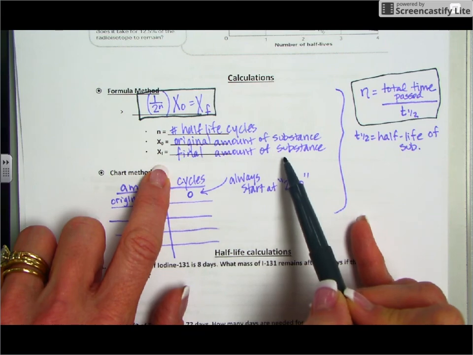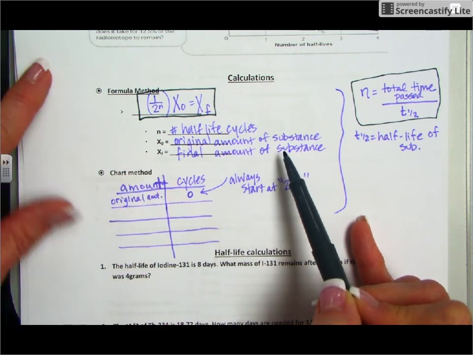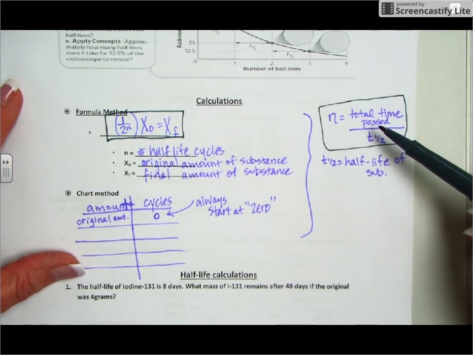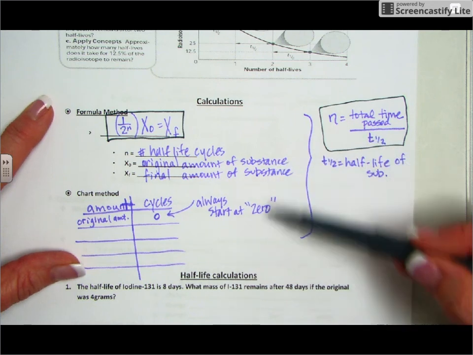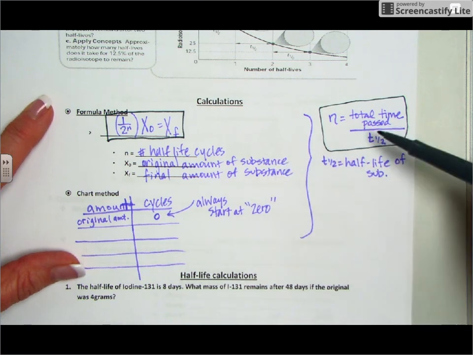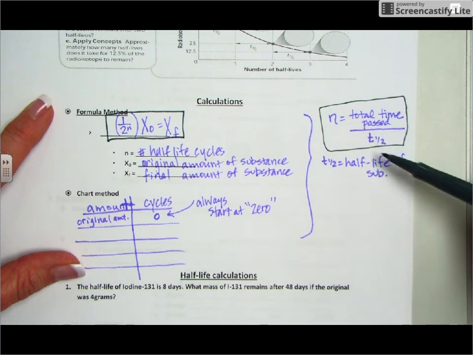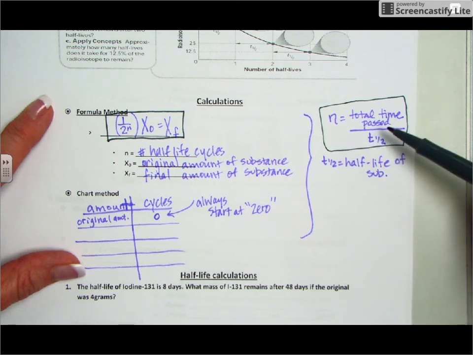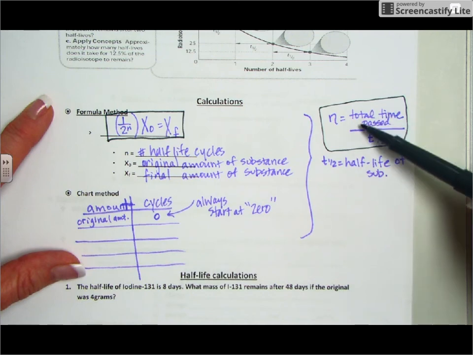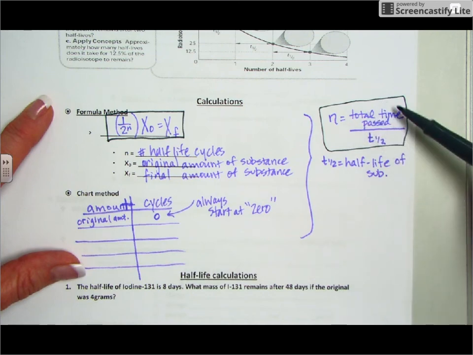amount of the substance. Now, another formula that is necessary in both calculation methods that I'm showing you is the formula that relates your cycles, n, to your half-life, which, remember, half-life is the amount of time it takes for 1/2 of a radioactive isotope to decay. And then how it relates also to the total amount of time that has passed by.